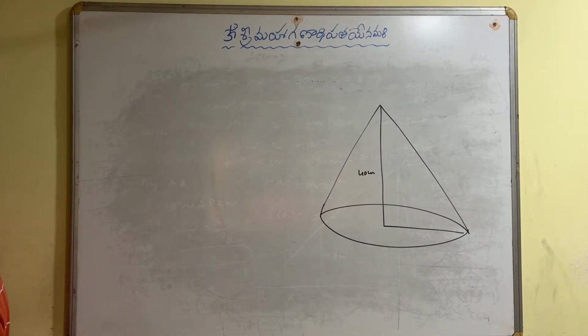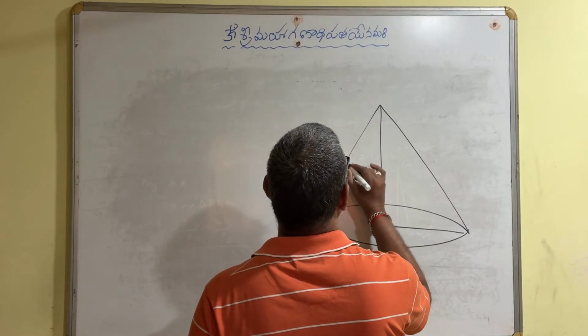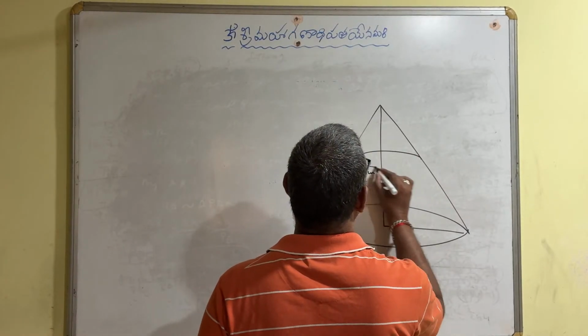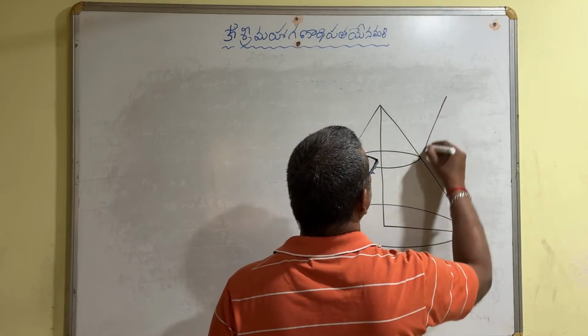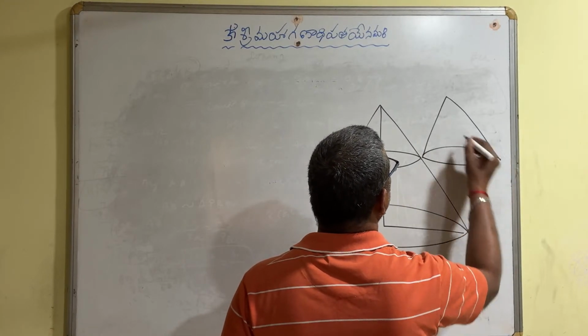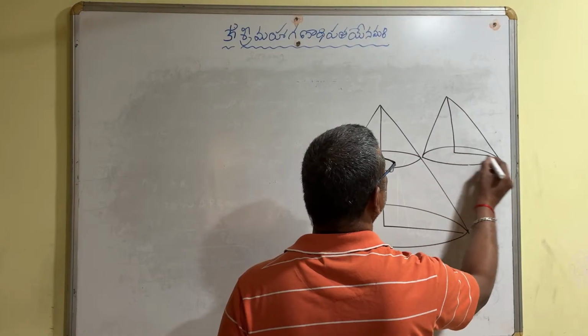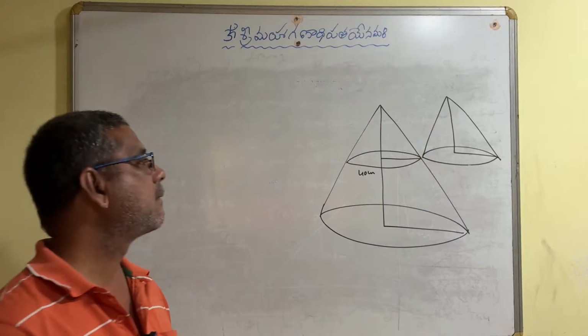A small cone is cut at the top by a plane parallel to the base. Means a small cone was taken out from the top. Okay now.